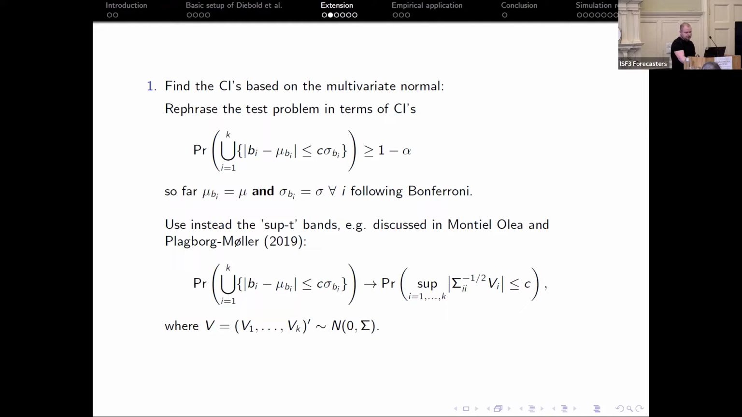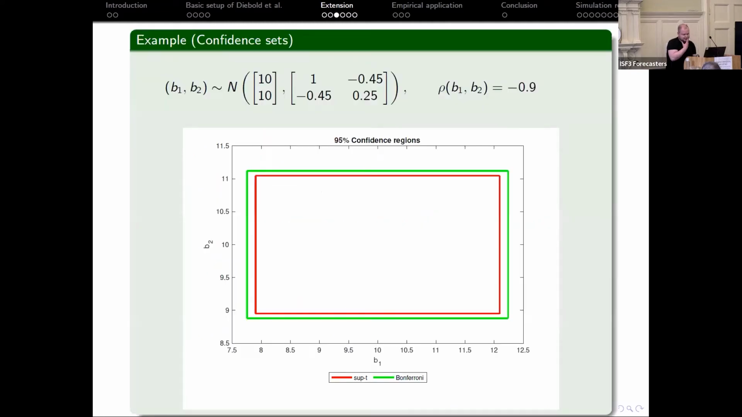So how do these sub-T bands look like? If we go back to our first example, that is doing a one-step ahead forecast. So here, due to my inability to draw in high-dimensional settings, I just use 2 bins. And what you can see here is the B1, B2 plane. And these rectangles here, these are the 95% confidence intervals or confidence sets implied by these methods.